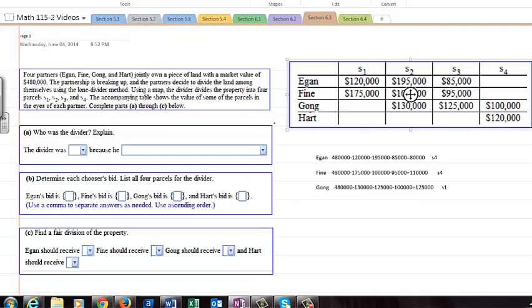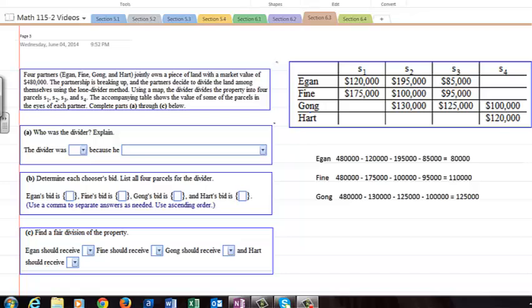Question 2. 4 partners, Egan, Fine, Gong, and Hart, jointly own a piece of land with a market value of $480,000. The partnership is breaking up and the partners decide to divide the land among themselves using the lone divider method. Using a map, the divider divides the property into 4 parcels, share 1, share 2, share 3, and share 4. The accompanying table shows the value of some of the parcels in the eyes of each partner. Complete parts A through C below.